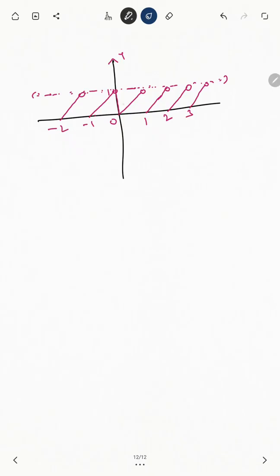So you can write here, it is y equal to x, y equal to x minus 1, y equal to x minus 2. All are parallel lines, but not complete lines, above the x-axis from 0 to 1. So it is the graph of fractional part of x. Are you getting my point here? Right.